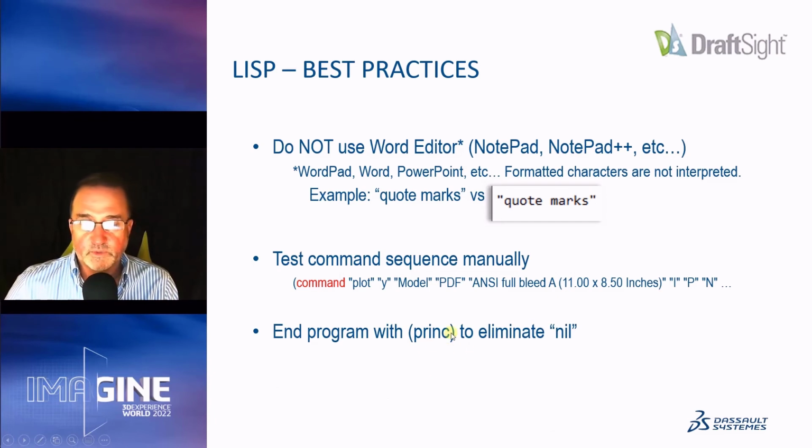Also, you saw me putting the little print C in the open and close parentheses. If you don't do that, then sometimes you'll see this little word that comes up. It says nil. Nil isn't an error. It's not a bad thing. It just means that it's done with the program.